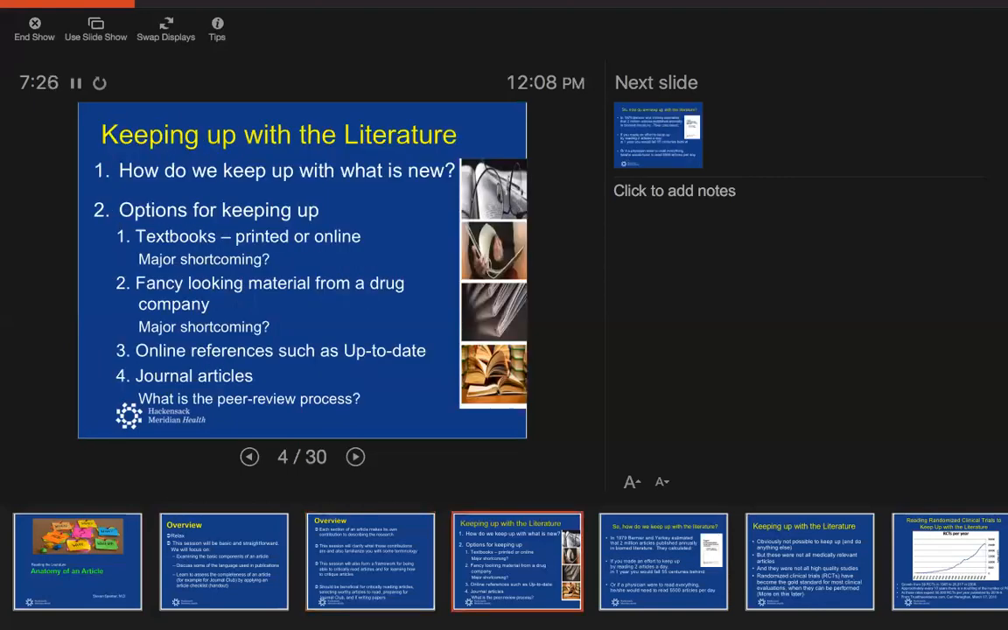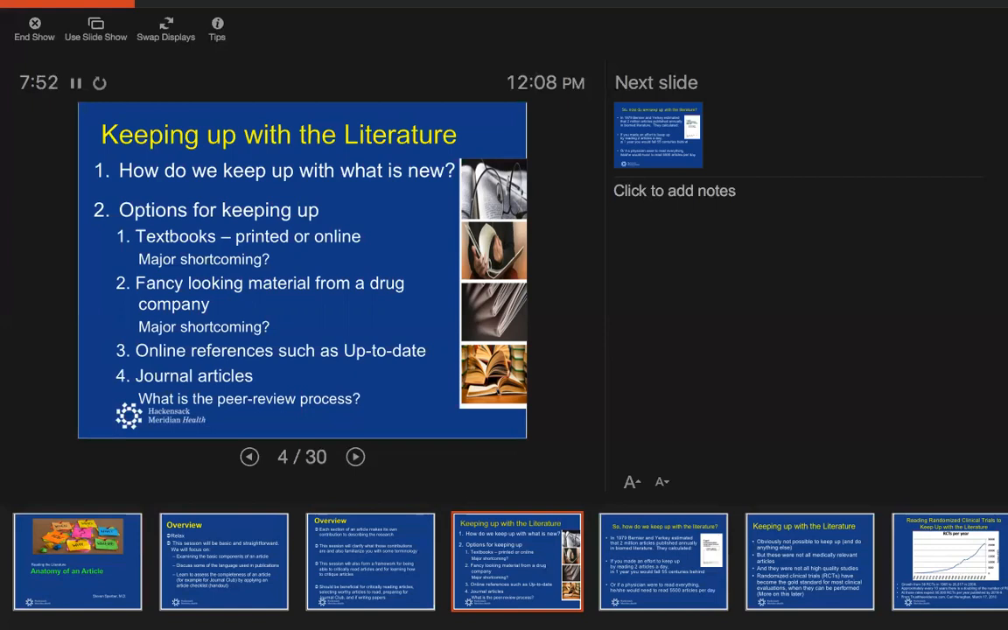So first, how do we keep up with the literature? How do we keep up with what's new? There are a number of options as to where we can look for information. One of them is we can read textbooks. We can look at the books. There's a book by the window. It's probably serving some other purpose, not being read. These big books are used as paperweights and to flatten things, keep the doors open.